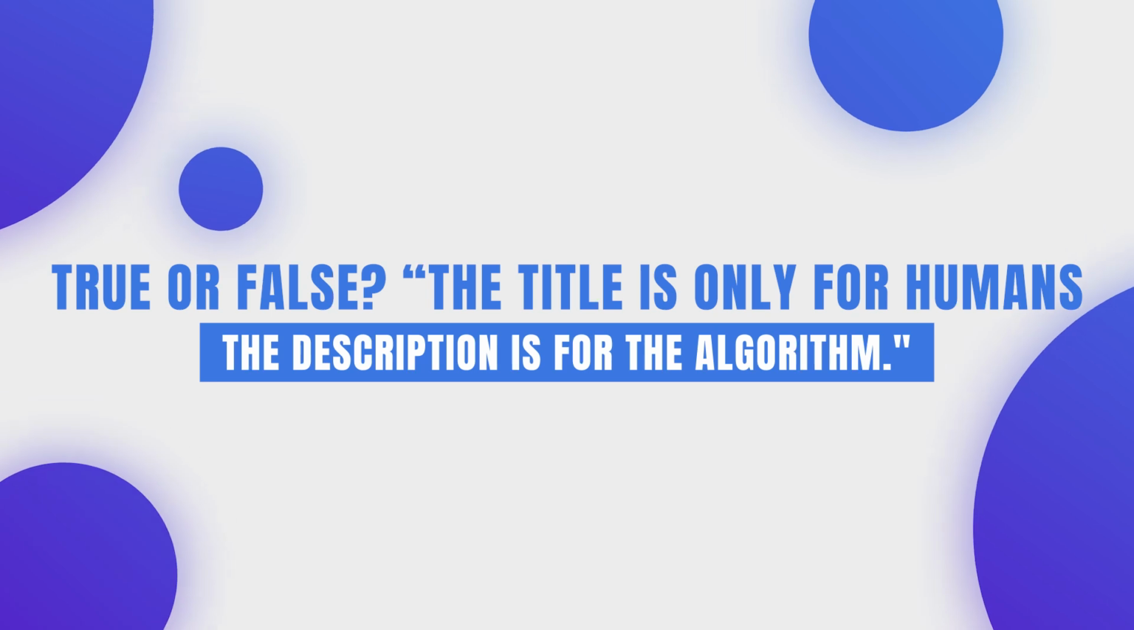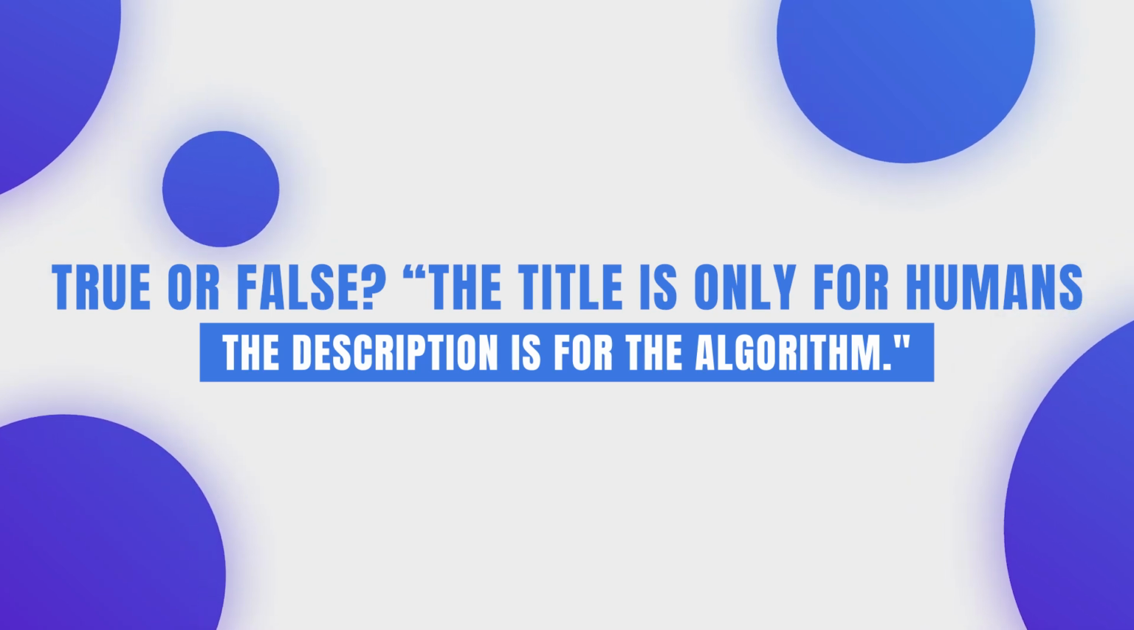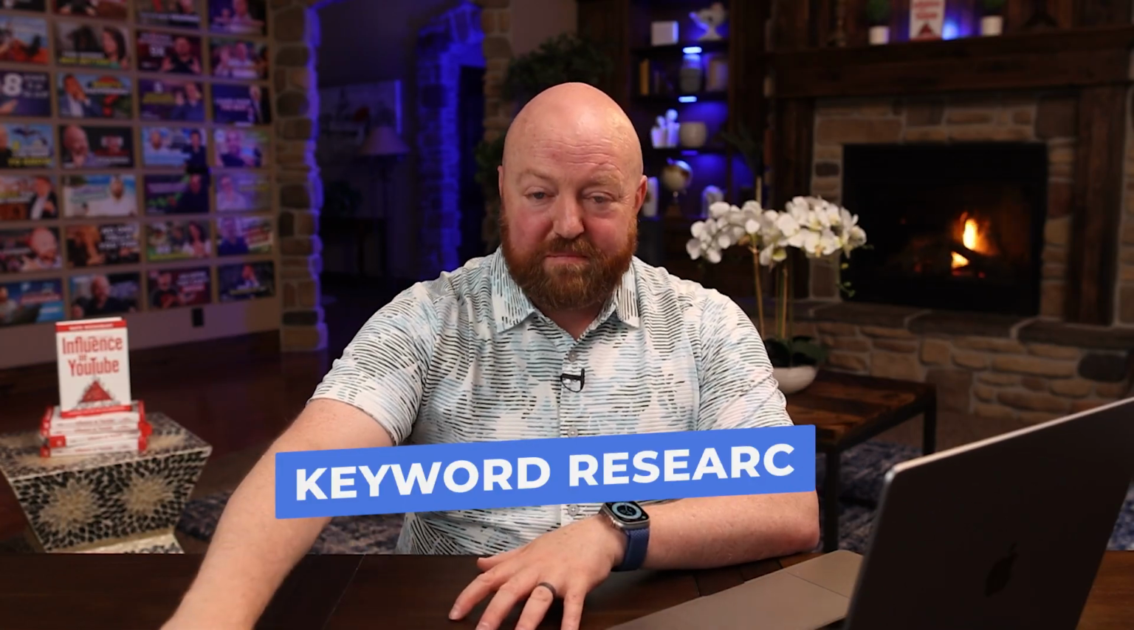True or false? The title is only for humans. The description is for the algorithm. Well, I guess this would be false. I would say both are for humans, right? The title is actually for the algorithm. The algorithm is what helps put you in front of people, but the way that we're determining that is we're doing keyword research to find what these people are asking.